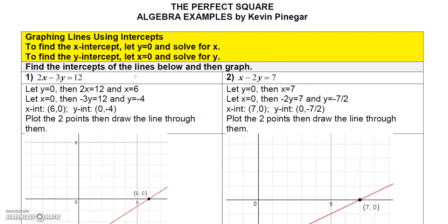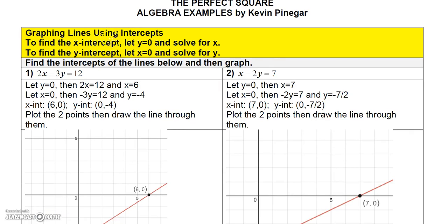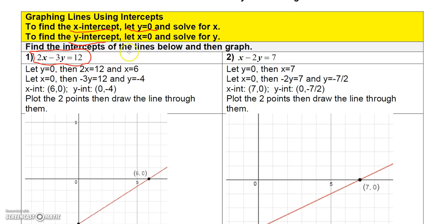Now another way to graph lines, and I usually like this method when the line is given to me in standard form, is to find both the x and the y-intercept. So to find the x-intercept, you simply let the y value be 0 and solve for x. And to find the y-intercept, you let the x value be 0 and solve for y.